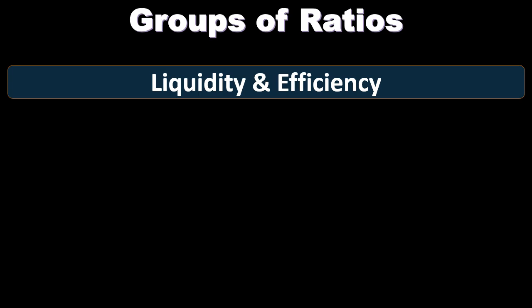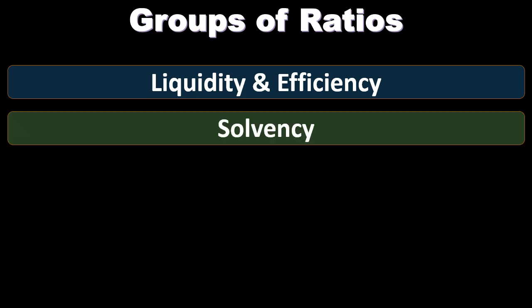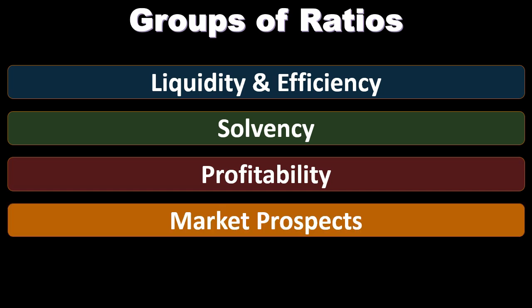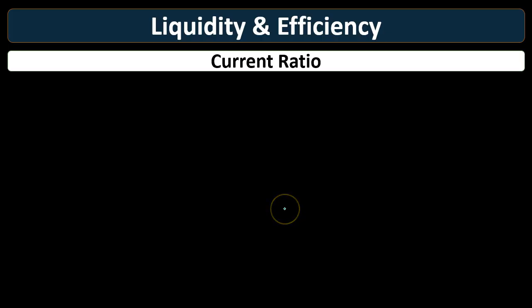Other categories will include, and we'll take a look at these in another presentation. Remember that when we consider the ratios, there's generally far less in the other categories. The liquidity and efficiency categories will typically have the most ratios included. So we have the solvency ratios, profitability ratios, and market prospects ratios. Here's a list of the liquidity ratios, and then we'll go through some of them.